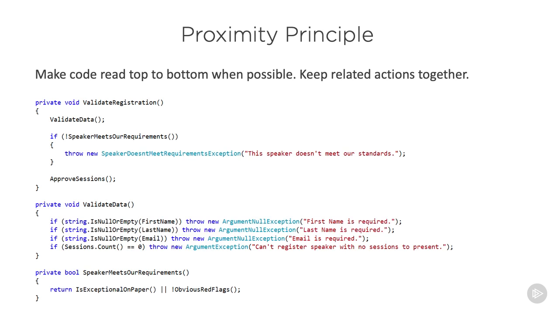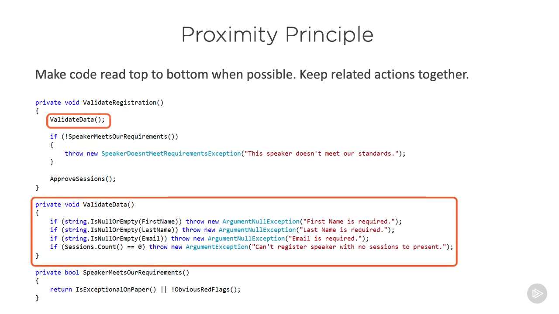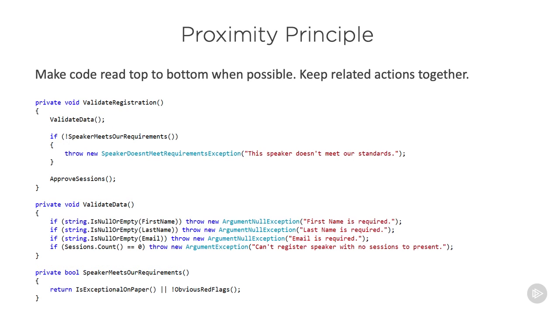This class snippet is laid out top down. Notice how when you read the call to validate data, you can glance down and see that it's the next method in the class. The next call within validate registration is speaker meets our requirements. You'll notice again that it's placed right below validate data, so it's still conveniently close.